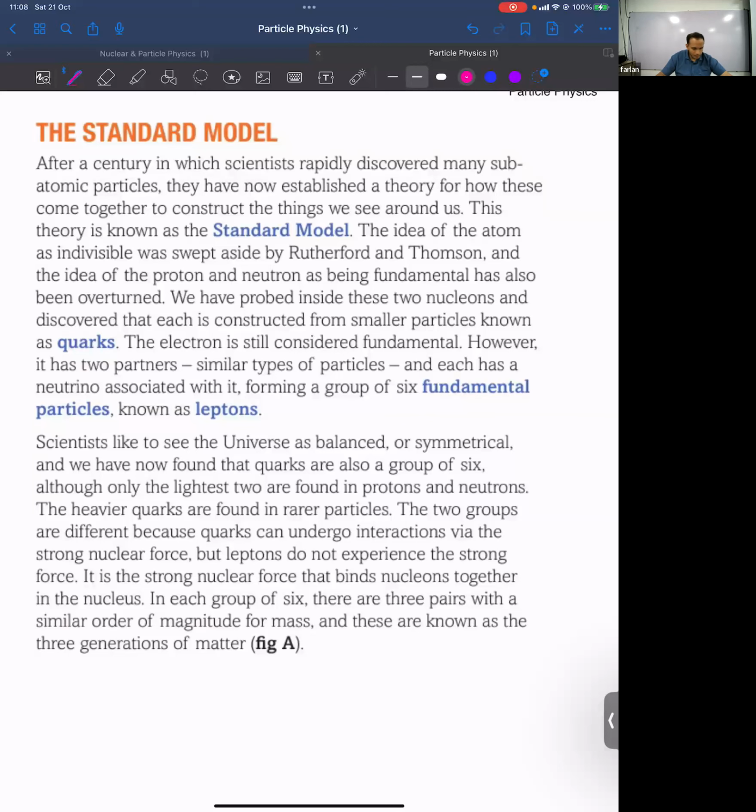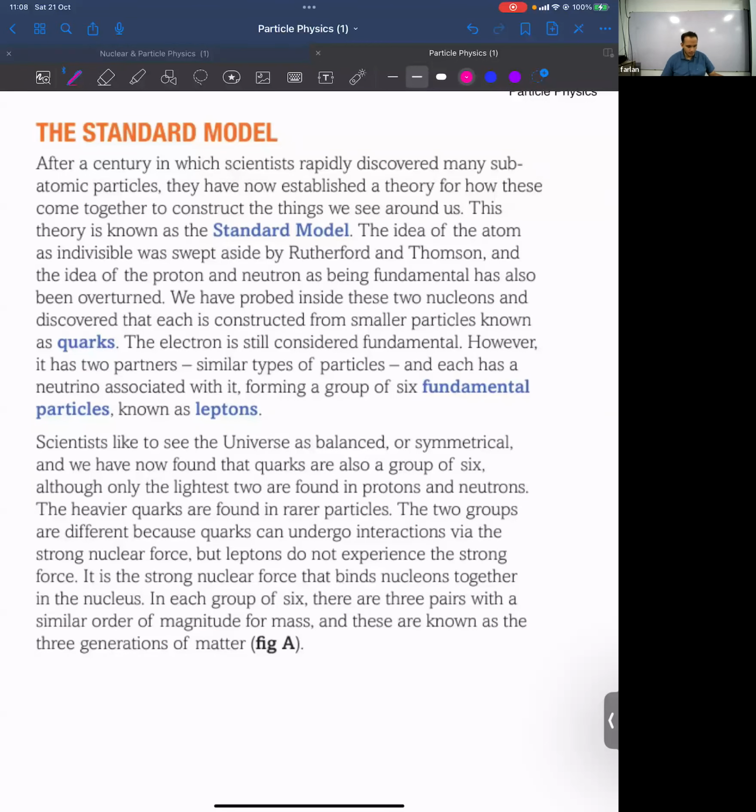Particles known as quarks. The electron is still considered fundamental. The electron can't be broken down further, but it has two more partners, similar types of particles, and each has a neutrino associated with it, forming a group of 6 fundamental particles known as leptons. Scientists like to see the universe as balanced or symmetrical, and we have now found that quarks are also a group of 6, although only the lightest 2 are found in protons and neutrons. The heavier quarks are found in rarer particles.